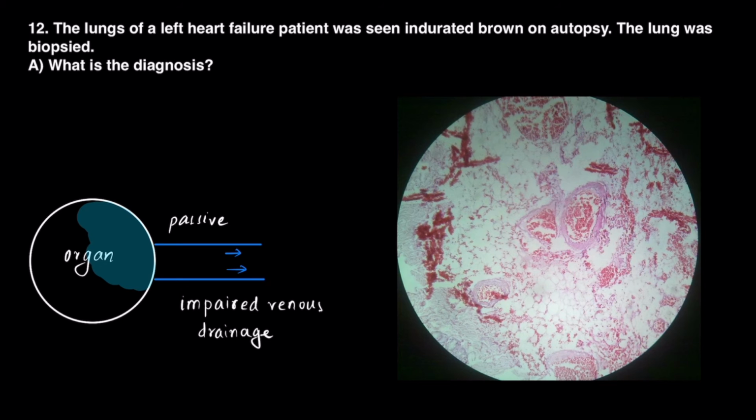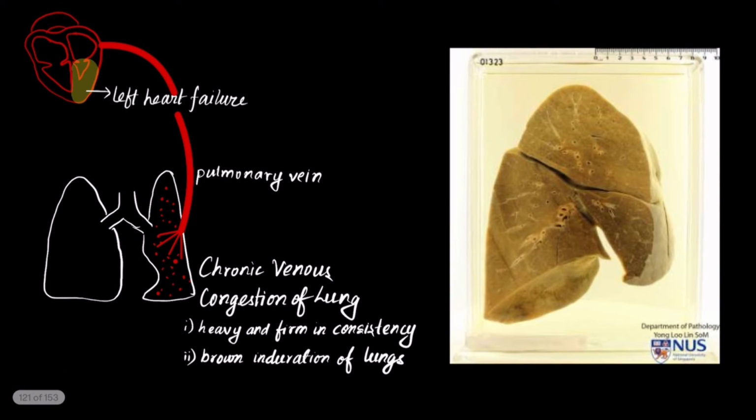The example that we are given in this question is that of a patient with left heart failure. What happens when the left heart of the patient fails? The left ventricle stops working, so the blood cannot be pumped into the aorta and to the rest of the body. As a result, the blood gets accumulated, and this accumulated blood has to go somewhere, right? It goes back through the pulmonary vein into the pulmonary capillaries. So there is accumulation of blood in the pulmonary capillaries. As a result, chronic venous congestion of lung takes place.